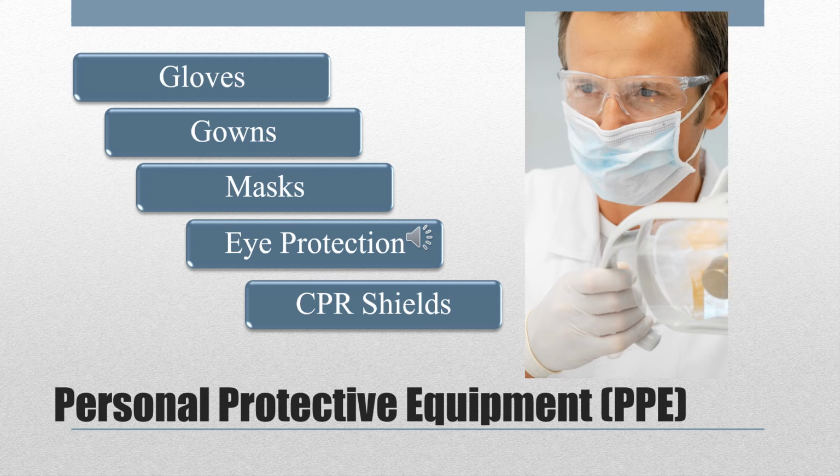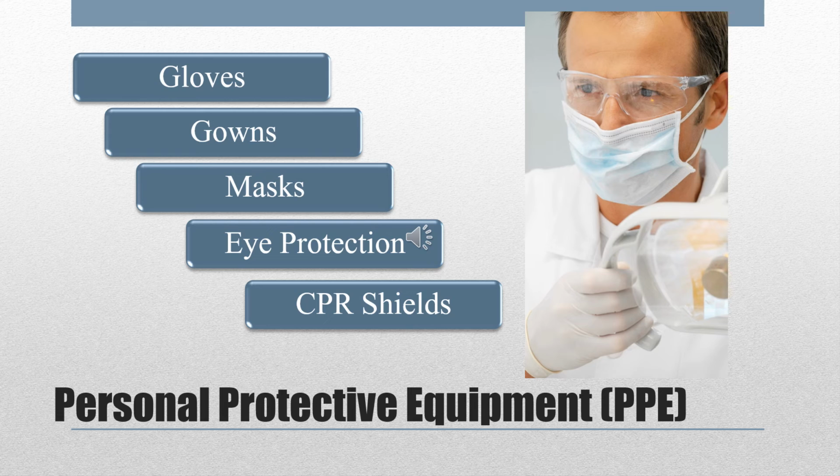Gowns. When processing a crime scene where there's a possibility of splattering or splashing, or providing emergency medical care to a victim with mass trauma, a gown should be worn. Mask. A mask should be used anytime there's a chance of splashing or splattering of blood or other potential infectious materials, in order to protect mucous membranes or nasal passages. And again, we're all accustomed to wearing masks now.